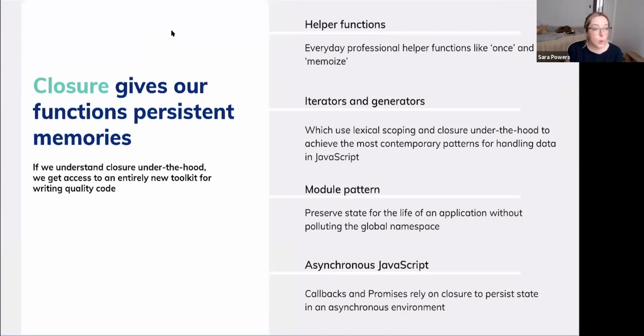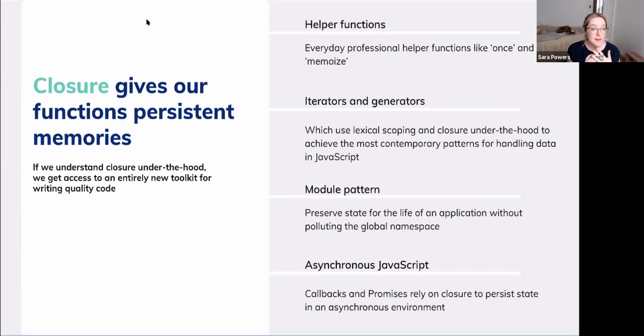This gives us a way to avoid global variables. It gives us the ability to create helper functions like once, right? Because you can store something in the backpack that keeps track of whether or not that function was invoked or not. It allows us functions like memoize, because you can have a persistent cache with a function definition that's only accessible through that function. It allows us to create iterators and generators, which are just ways for JavaScript to iterate through arrays and data sets in a different way than the standard for loop, but it's possible because of closure.